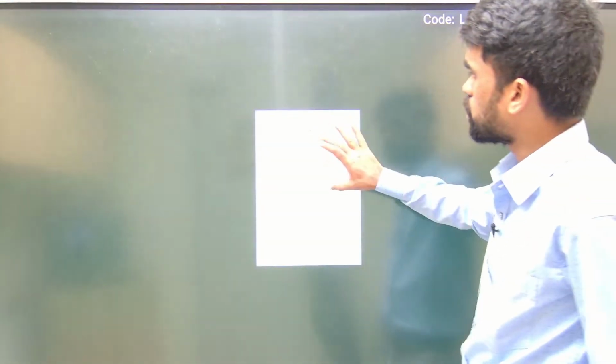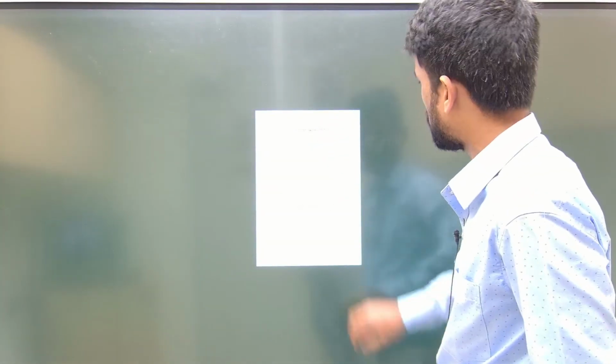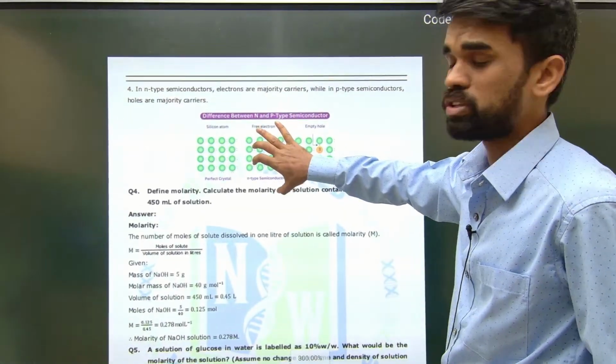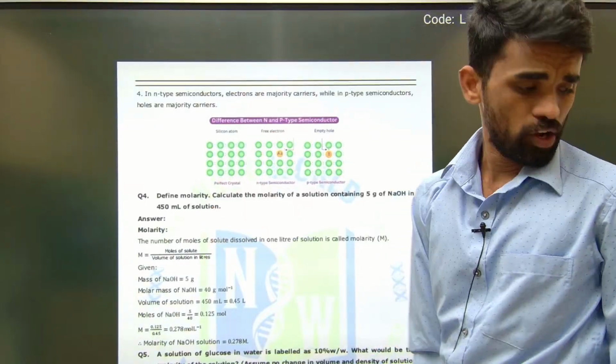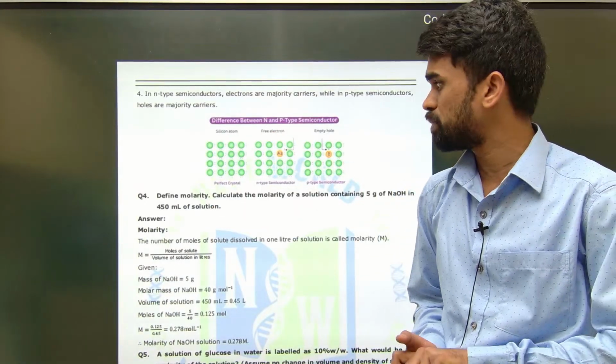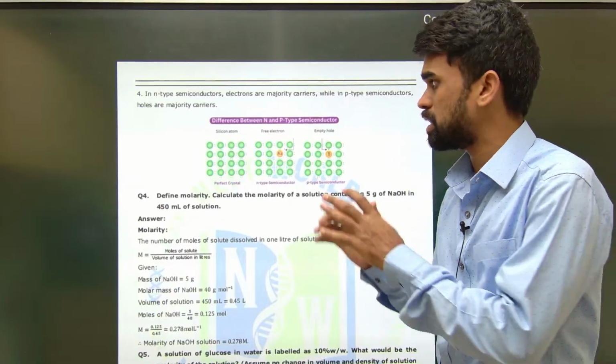You can represent these n-type and p-type semiconductors in a diagrammatic way like this. That's it, this is more than enough. I hope the complete session is useful and there are no questions to be discussed from this chapter. These are more than enough.